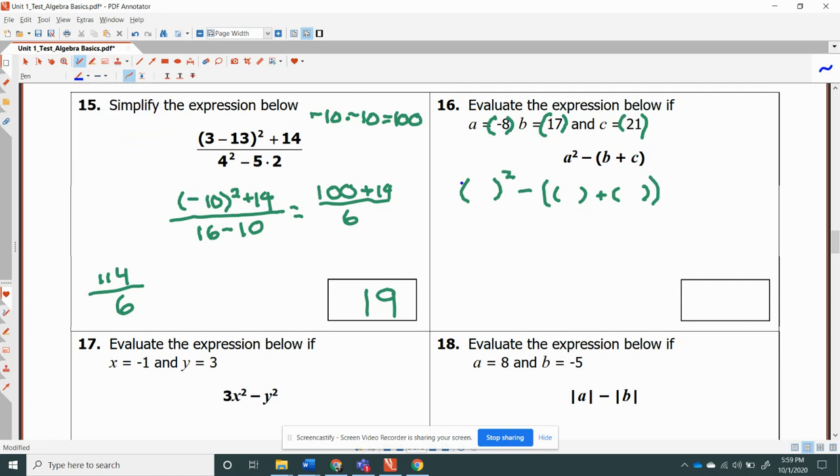And let's do our substitutions. So A is -8, and B is 17, and C is 21. Okay, let's work from left to right. So -8 times -8 is 64. That's our 8 squared, minus 17 plus 21 is 38. And 64 minus 38 is 26.